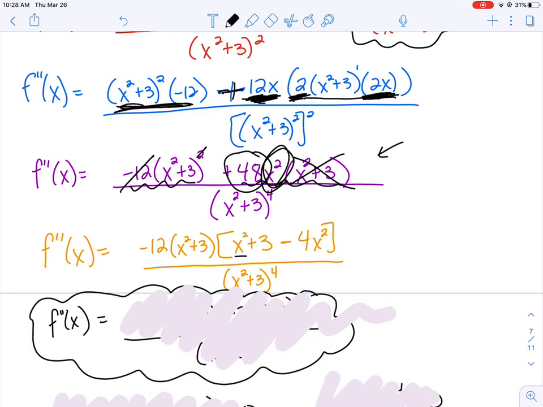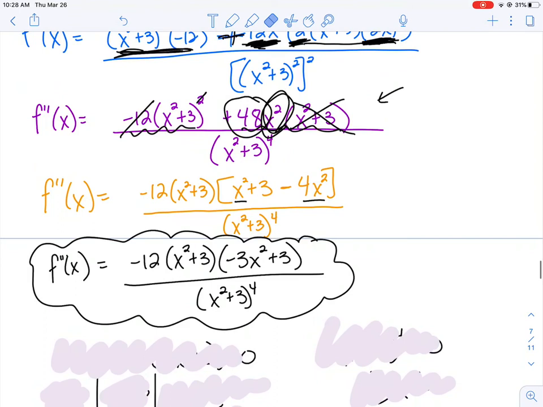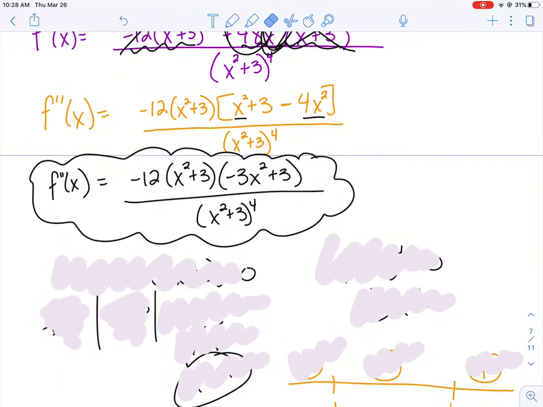So now I can make those leftovers look a little bit nicer by combining my like terms. And so I can say that my second derivative, as simplified and factored as possible, would be negative 12 times the quantity x squared plus 3 times the quantity negative 3x squared plus 3 all over that denominator. So now that my second derivative is simplified and factored, we can now figure out our possible points of inflection.